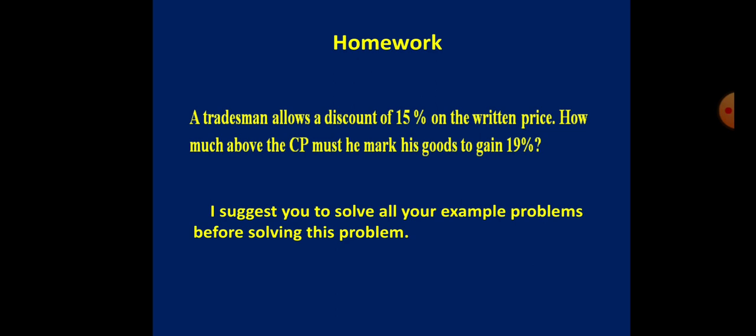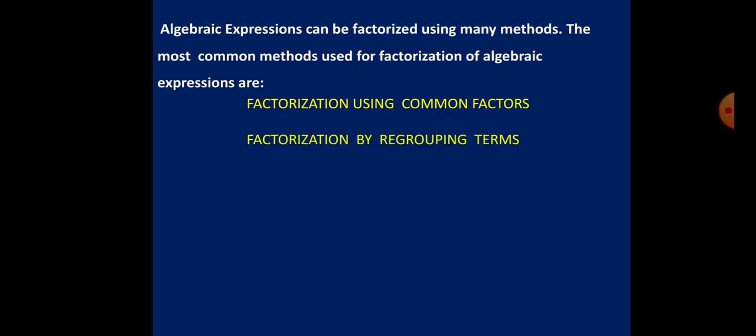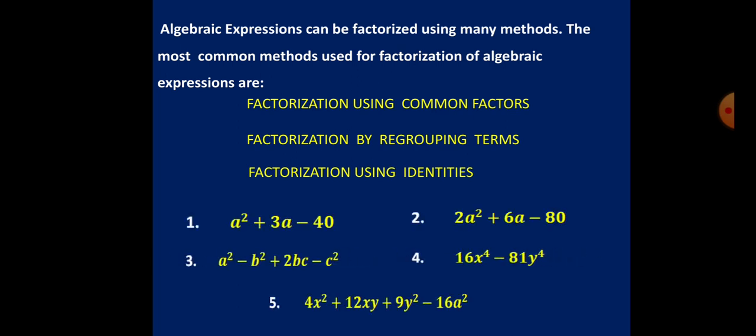So let's jump forward to our next chapter, and it is 5.3 part 2. You know, we can factorize algebraic expressions in many ways. I have introduced you to 3 popular ways: factorizing using common factors, factorizing by regrouping terms, and factorizing by identities. I have explained those 3 one by one in my previous lecture, so I'm not going to illustrate them, but I'm going to apply them to solve these 5 problems. Okay, so let us see them.